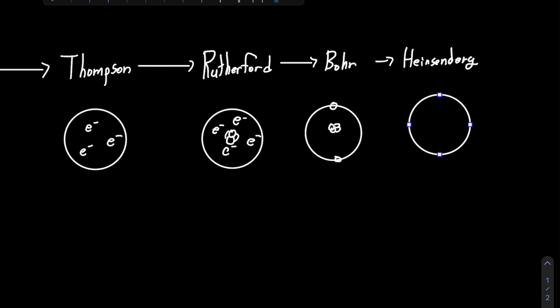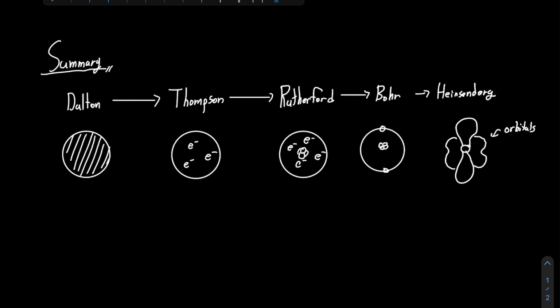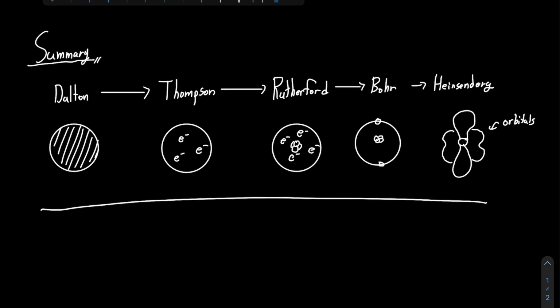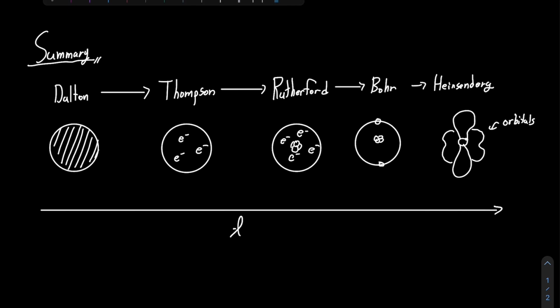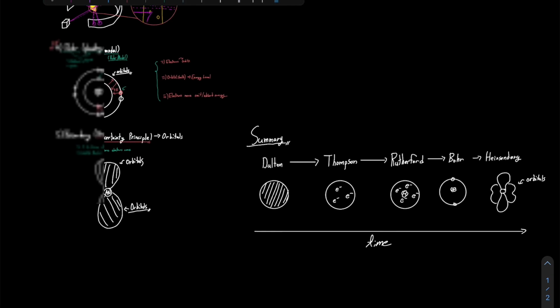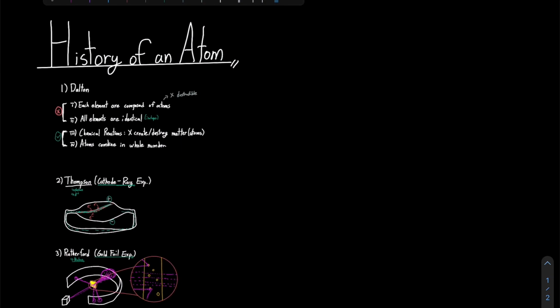But then even Bohr was proven wrong by Heisenberg's uncertainty principle, and with math he proved that it is impossible to determine the exact location of electrons, and so orbitals were introduced, and there will be another episode concerning orbitals. And so this is the summary view of how the atom progressed throughout the years. And that is it for the history of how the atom progressed.